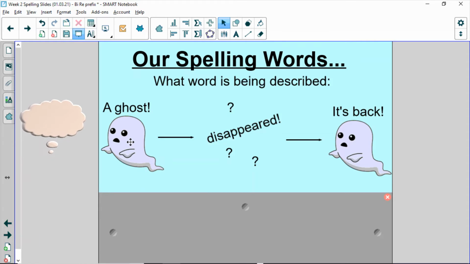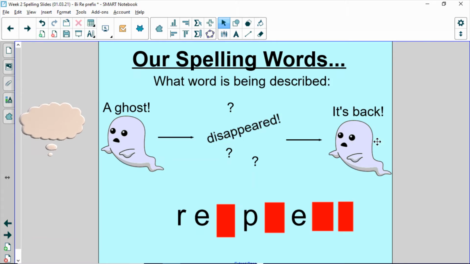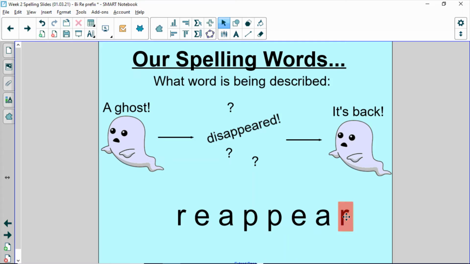Now I've got a picture of a ghost here. Then the arrow says it's disappeared. We can no longer see it. And that was one of our spelling words last week. And then it's back again. So it's this word here that I'm really thinking about. What is the word when something means that it comes back? Here are your clues here. Shout out if you know what it is. This word is reappear, R-E-A-P-P-E-A-R, reappear. And the re means to come back.